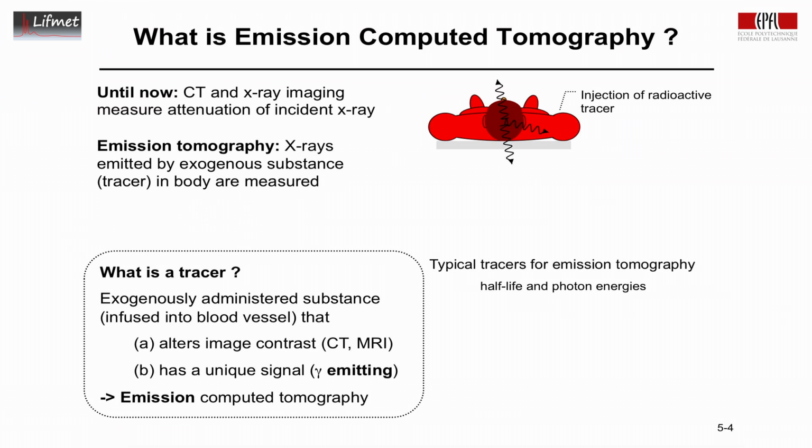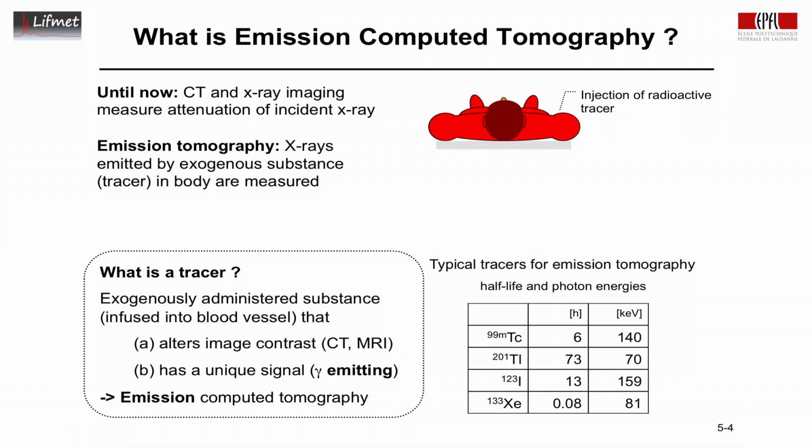So let's look at some typical tracers for emission tomography. This is giving you an idea of what their half-life is, and also the photon energies. We have, as mentioned, the metastable technetium-99. It has a half-life of 6 hours, and the photon energy is 140 kiloelectron volts. We have thallium that we have also mentioned, has a half-life of 73 hours. The photon energy is 70 kiloelectron volts.